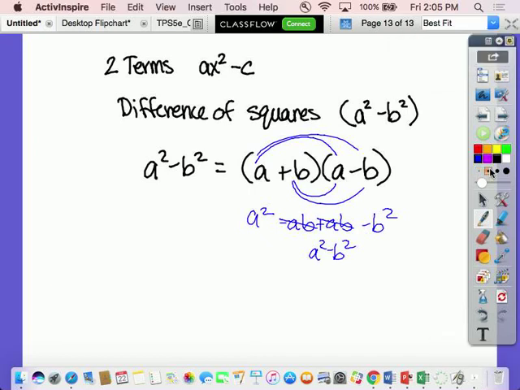So when are we going to use difference of squares? When there's no b term. In your original problem, there's no b term, no linear term. That's when we're going to use difference of squares.